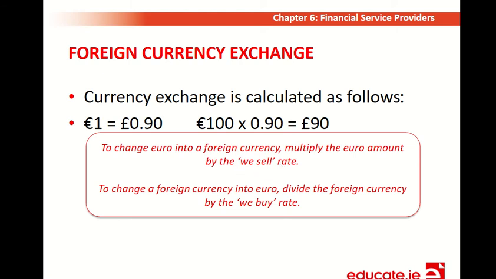So just be aware, when you're going on holidays, you multiply. So think about going off somewhere, multiplying it by the rate. When you're coming back, then you'll divide by the exchange rate. So you divide the foreign currency. In other words, the £90 divided by the rate that they quote, and you get your euro back.